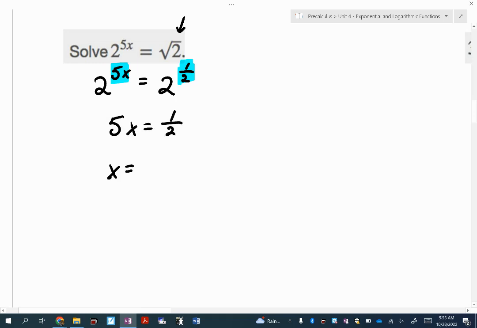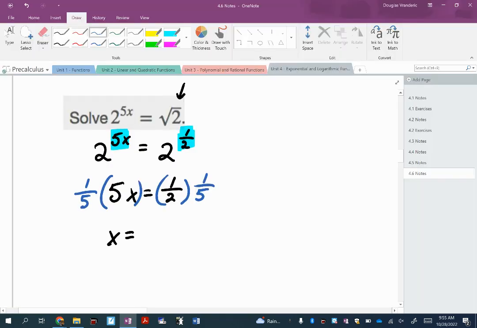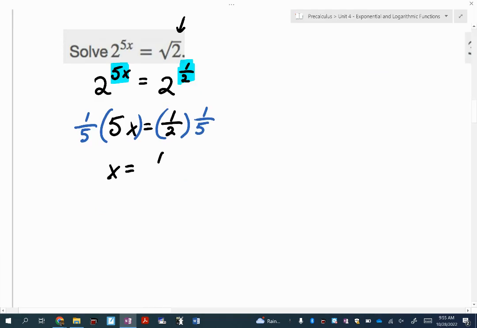Divide both sides by 5, and 1/2 divided by 5 is the same as, let me just show some work here so I know what I'm saying. So really this is times 1/5, right? Dividing by 5 is the same as multiplying by a fifth, so you get x equals 1/10.